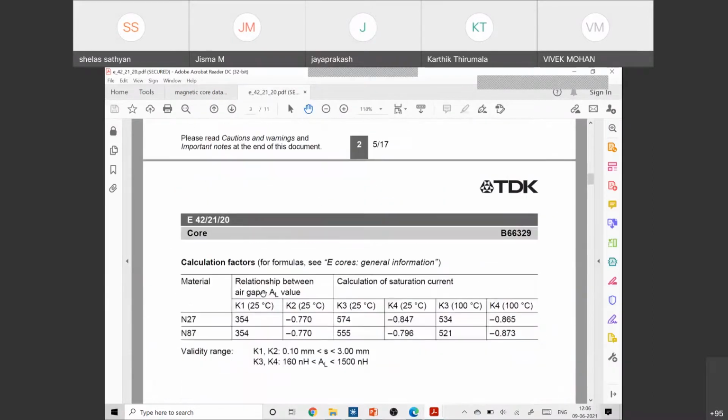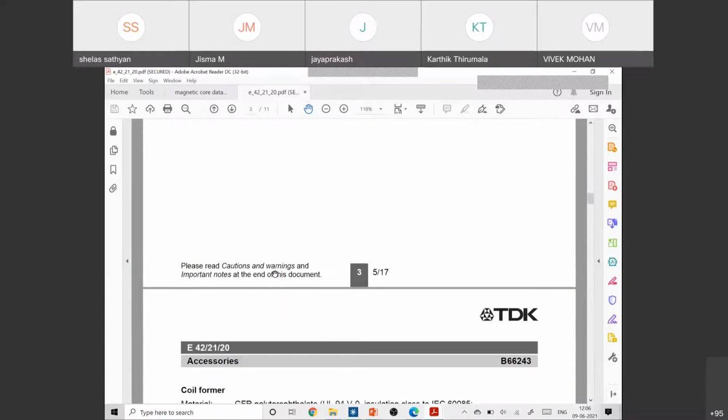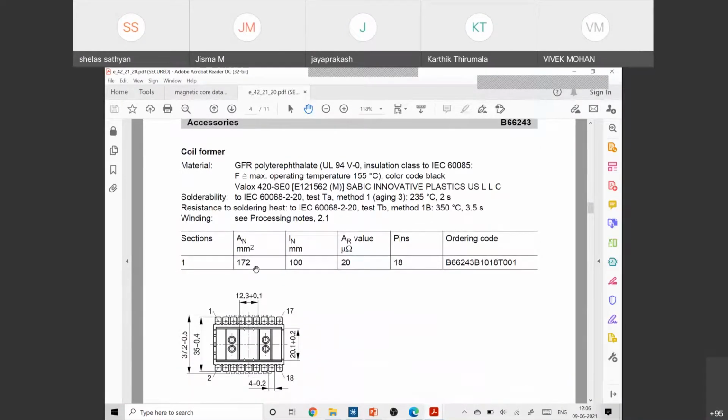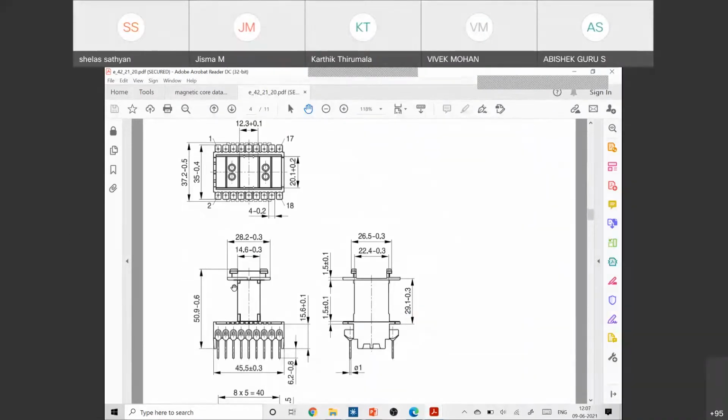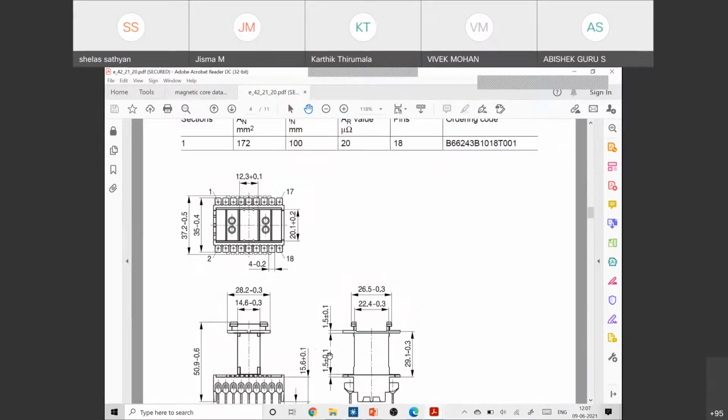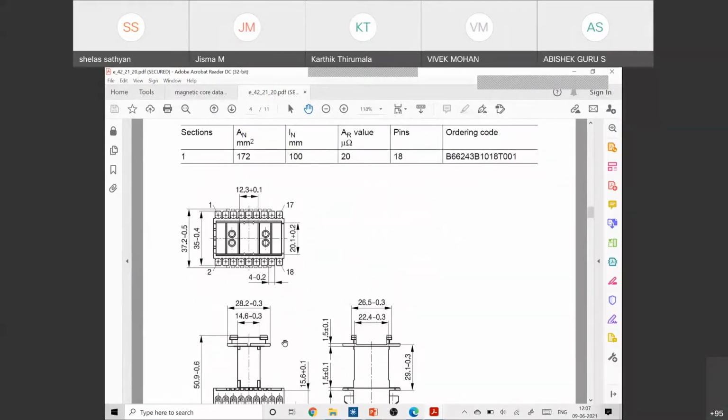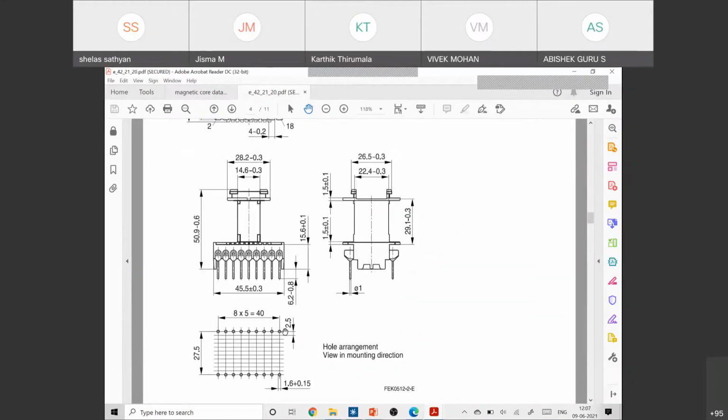And also they will be providing, depending upon the core manufacturers, the window area. We have used the nomenclature AW, but some manufacturers like EPCOS use the nomenclature AN. So AN also stands for the window area. So these data will be given, and also the suitable bobbin will be shown. This is the part number for the suitable bobbin for this particular core. So all these data will be given by the manufacturers.